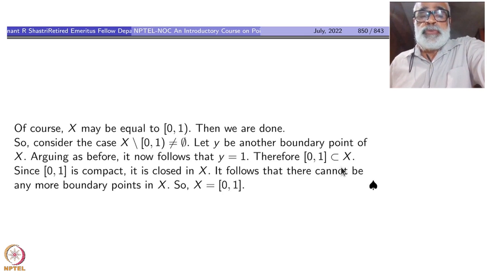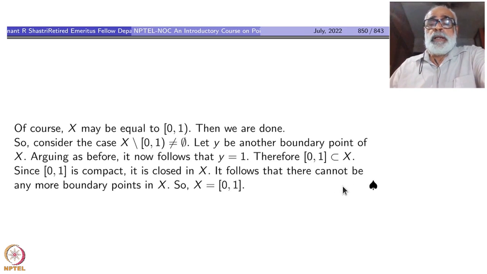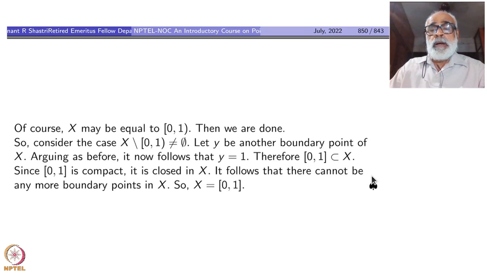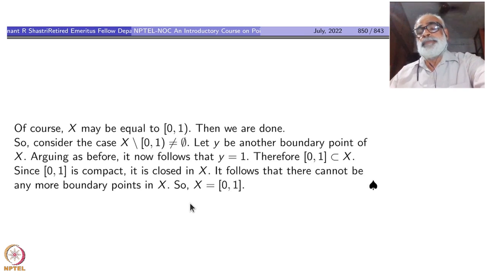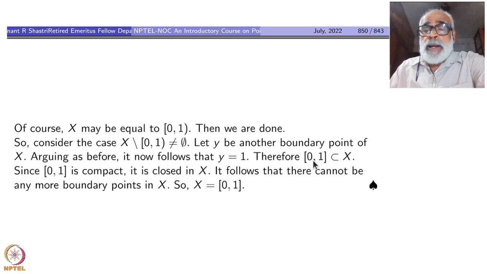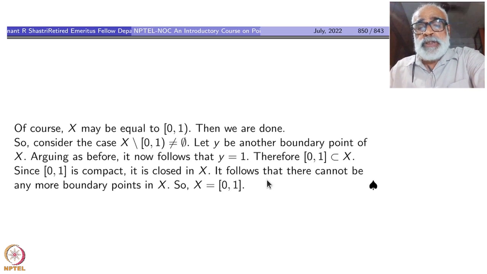Now 0, 1 is compact, so it's closed in X. It follows that there cannot be any more boundary points of X at all. Thus, we have completed X equal to 0, 1. The moment 0, 1 is a closed subset, it's automatically an open subset of the bound, the entire X, because the boundary points are there. This 0 closed, comma, 1 open is an open subset inside X. So it's both open and closed, and X is connected. So it is the whole space.